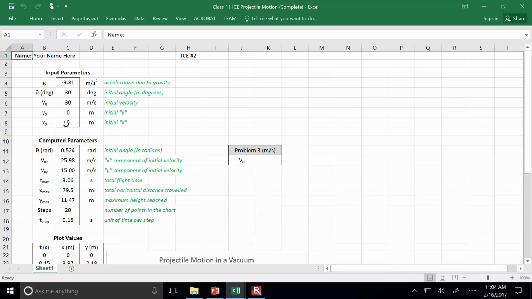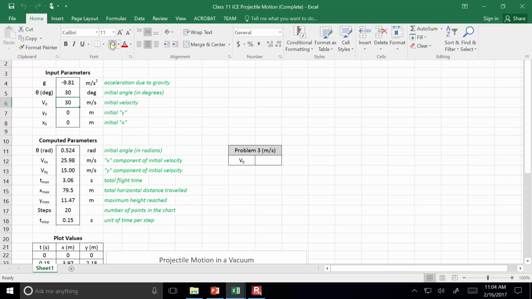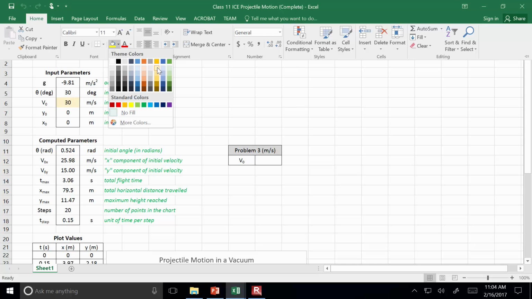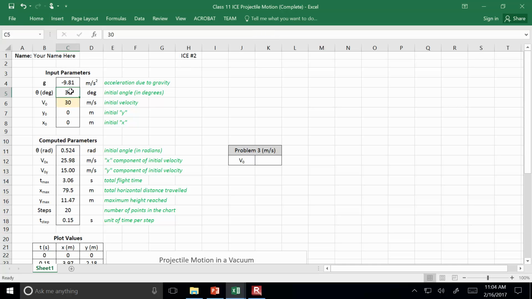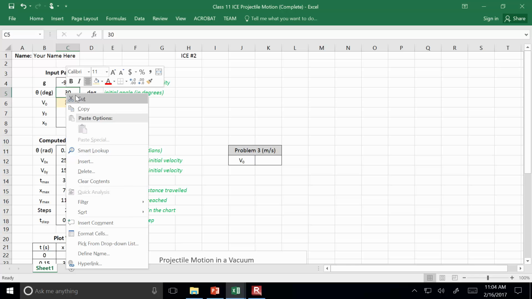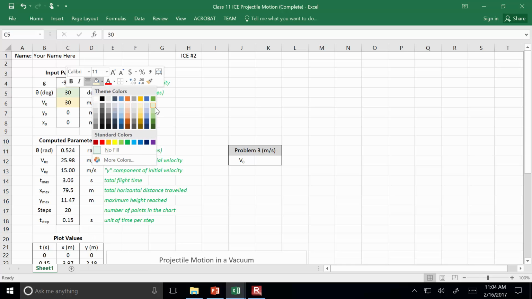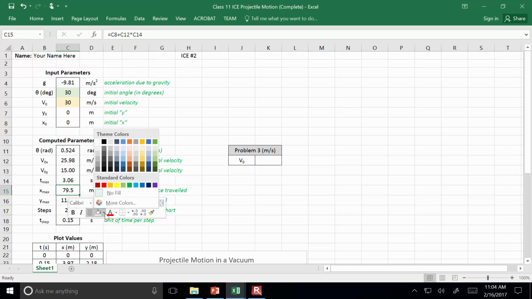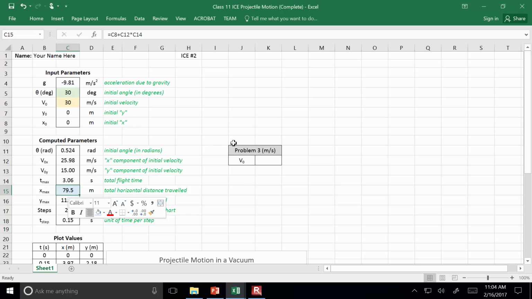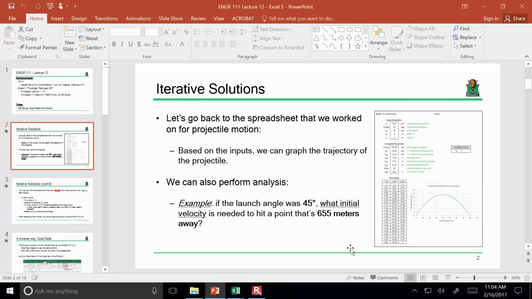So remember what we were doing was we were saying for some initial velocity, I'm going to highlight these in a different color today just because I'm going to be working with them a lot. So I'm going to be playing around with the initial velocity and then the launch angle. Let me do that in a different color just so it's easy to notice the difference. All right, so I'm going to play around with launch angle, initial velocity, and then we're going to be looking at the horizontal distance that gets traveled.